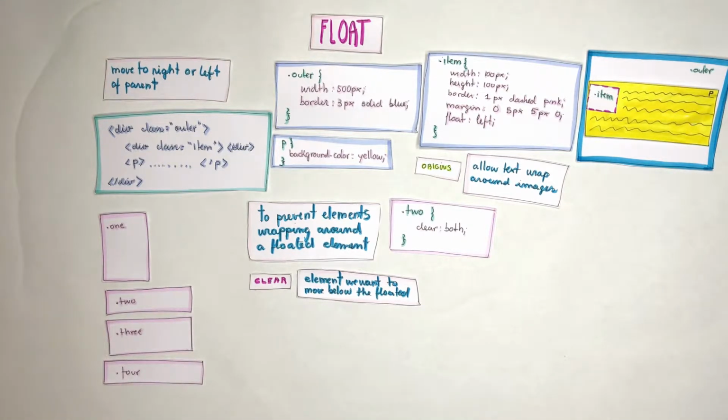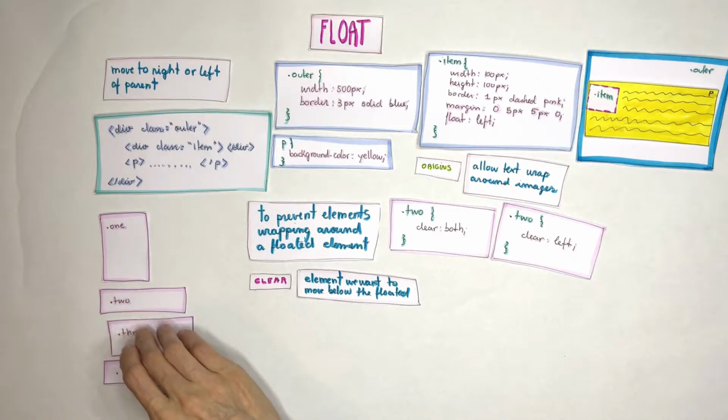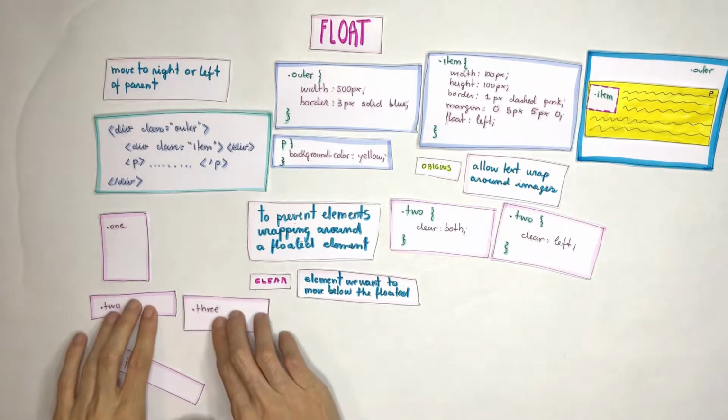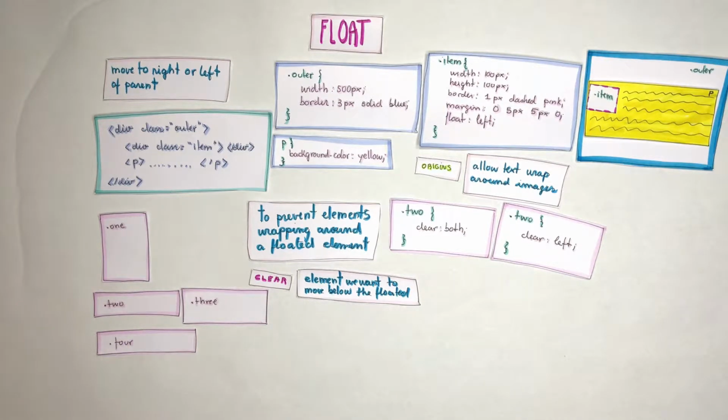It's like adding some kind of line break or something similar. We can also clear elements only on the right side or on the left side. With clear left, for example, we are telling the browser to not place any element next to the element with class 2 on the left side. We can keep elements on the right side of the element though.